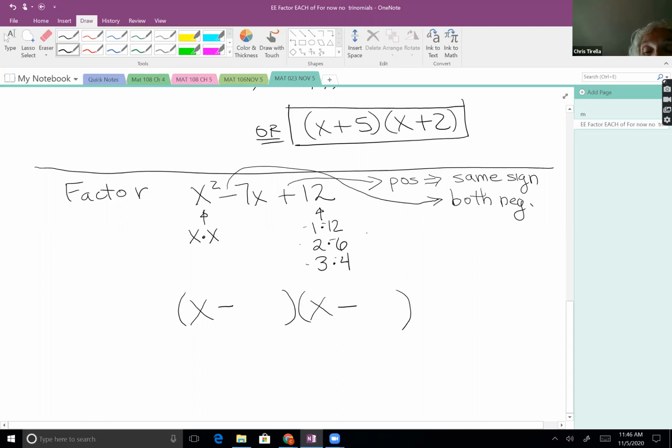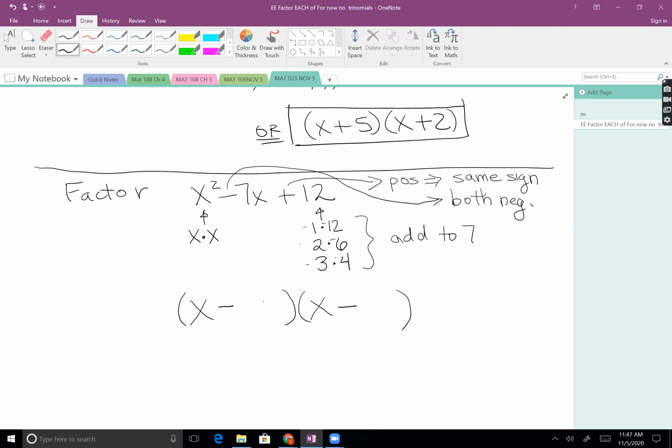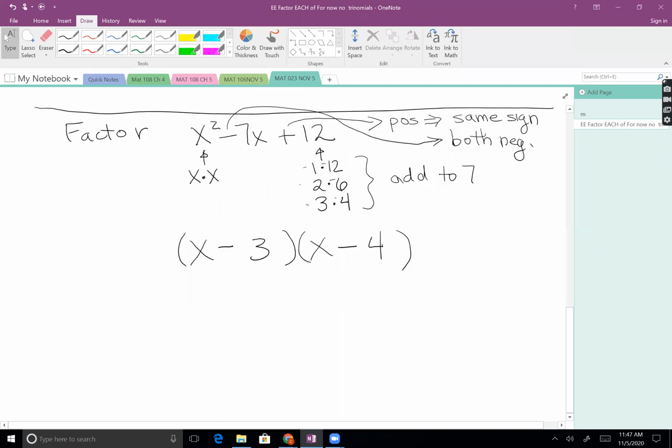Now, which of these would add to my 7? 1 and 12, 2 and 6, or 3 and 4? Anybody? 3 and 4. 3 and 4. And so that's what we're thinking our factors are.